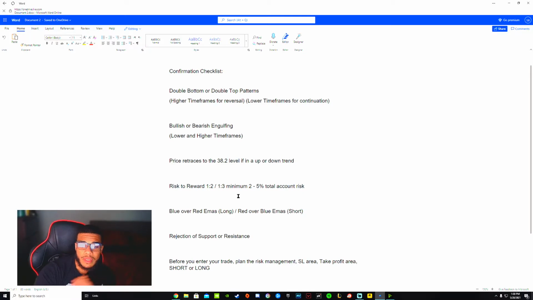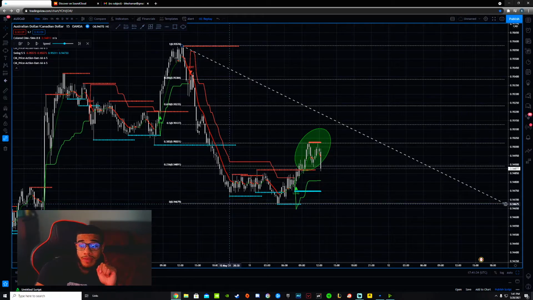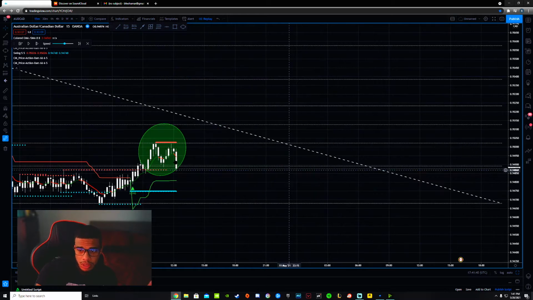So next thing we have is the blue over red EMAs. Blue over red means long, and red over blue means short. I should definitely update this because I have a single moving average, and basically red means sell and green means buy. So as you can see here, it's red. That means the red is over the blue, which means sell. Red means sell, green means buy.